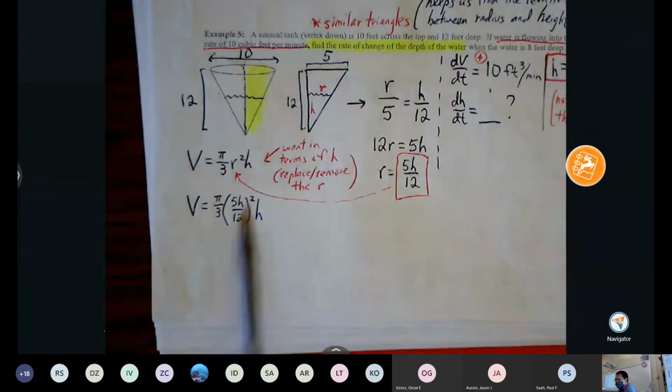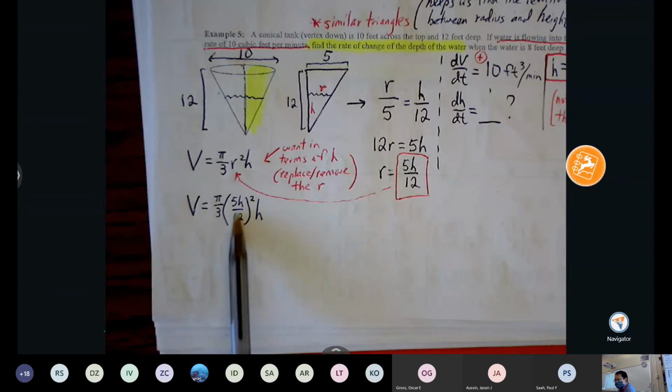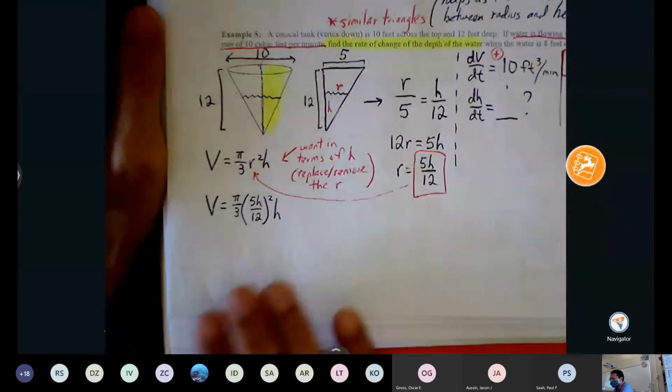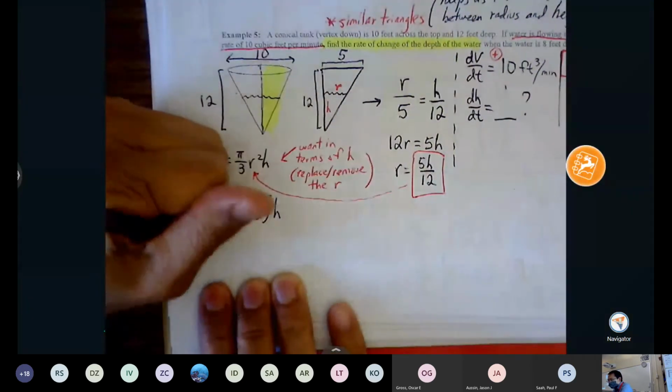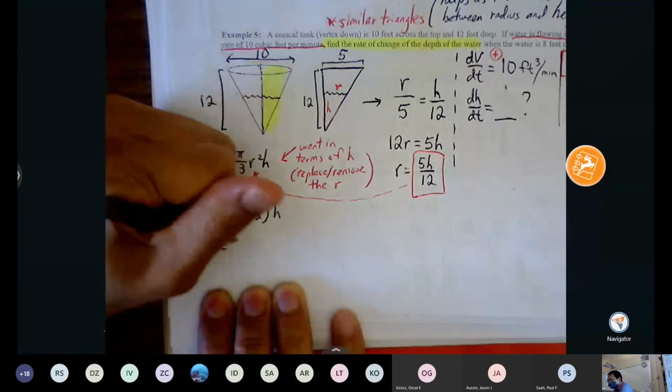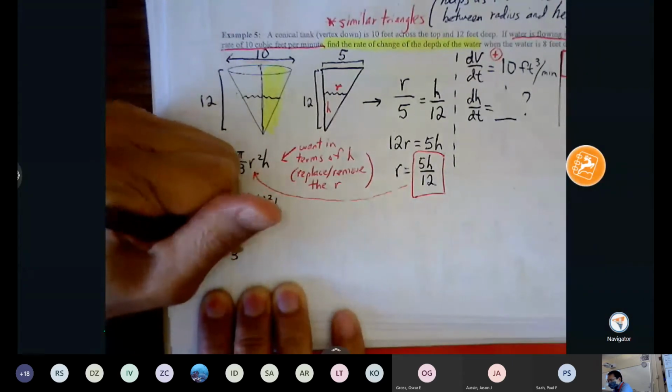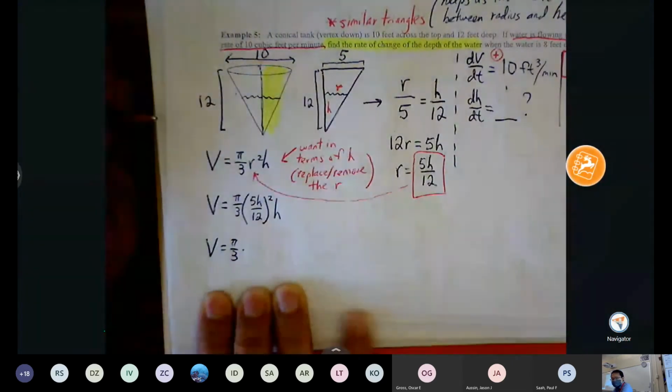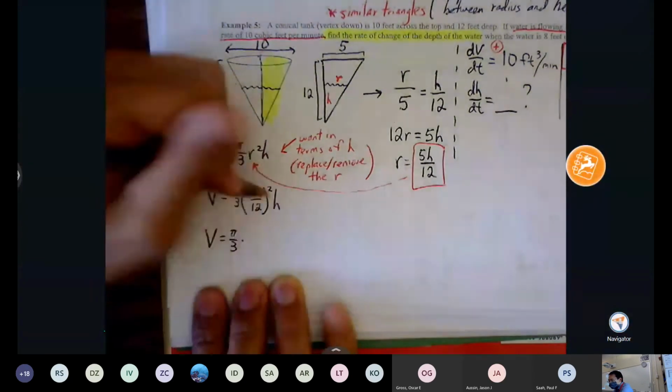So the nice thing is that this exponent can distribute through the parentheses. There's no plus, there's no minus, no subtraction, no addition. So we can distribute without breaking any rules. There's no need to go through any messy expansion rules. We just distribute that exponent through. So 5 squared, h squared, 12 squared.